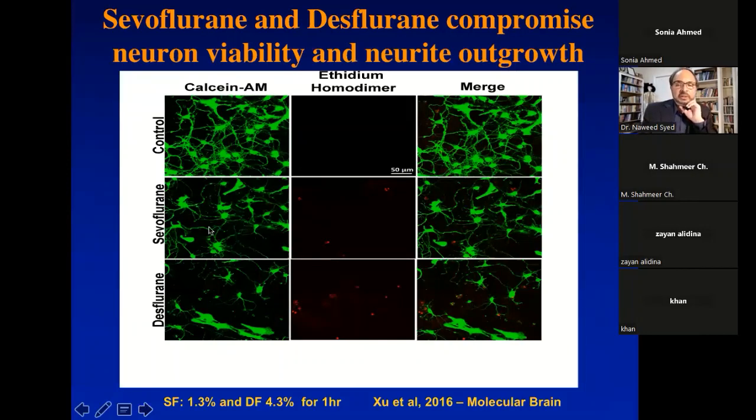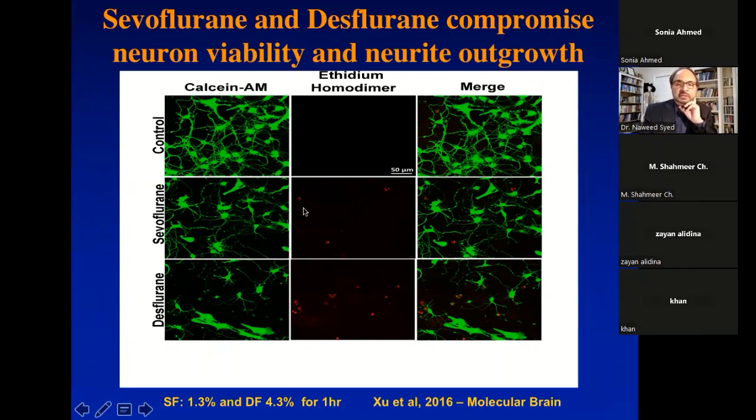We then look at these neurons and look for a live-dead assay. The red dots actually determine the dead cells that picked up the dye, whereas all the green dye is picked up by healthy cells. And as you can see, in control we really see no cell death when these cells are dissociated, then exposed to anesthetic.